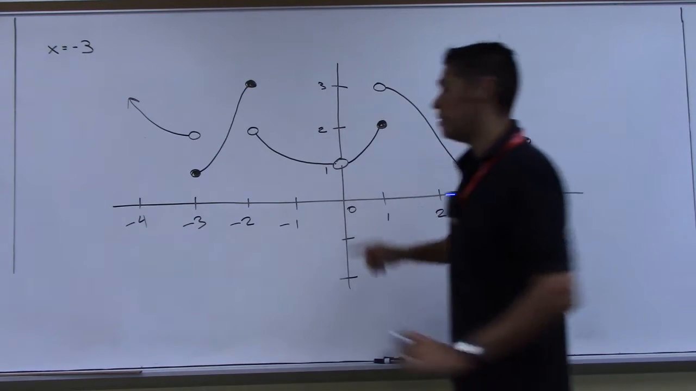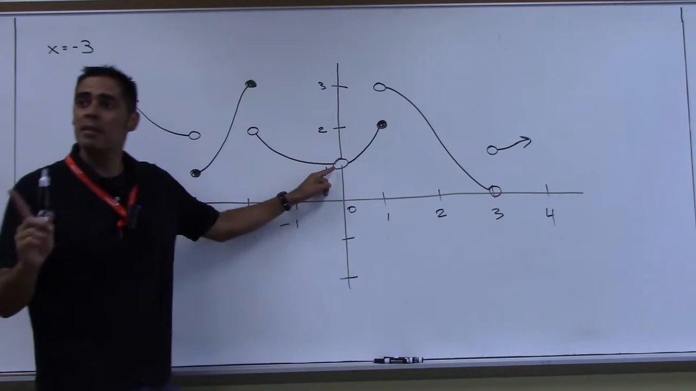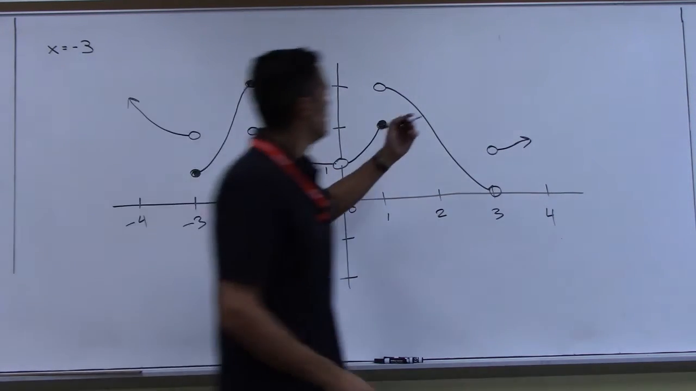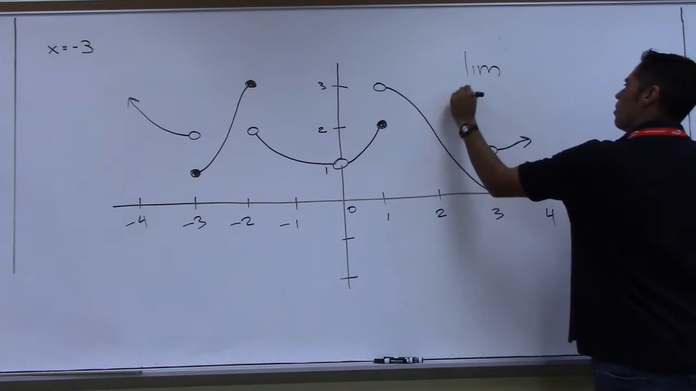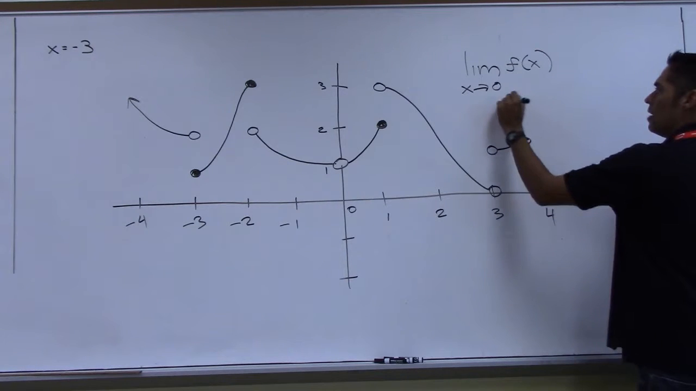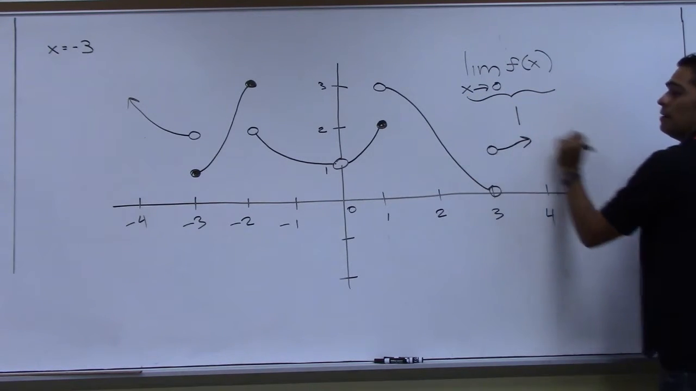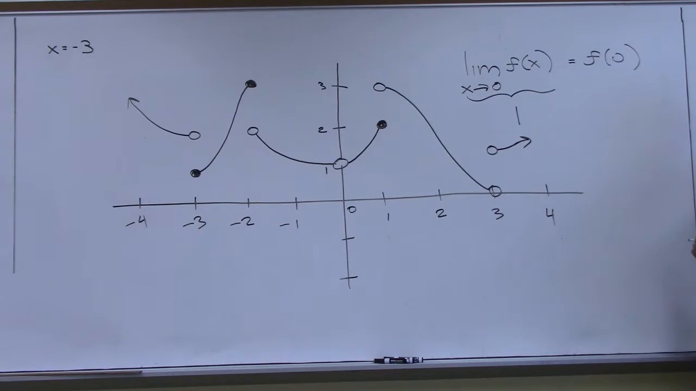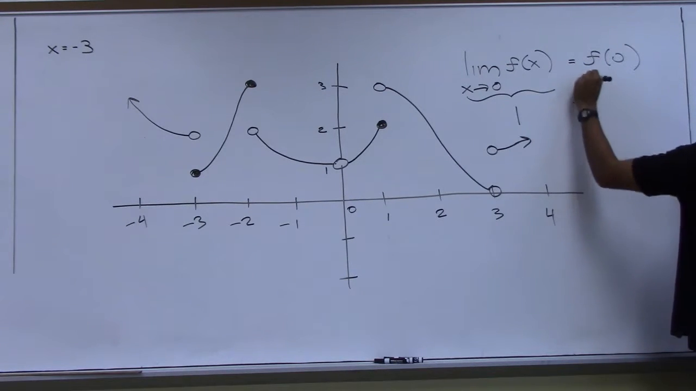We call this a removable discontinuity. But is the limit the part that's causing the problem? No, because the limit is what? The limit, as x approaches 0, of the function, right? We know that this side is equal to 1. But for continuity, we need that to be equal to f of 0, wouldn't we? But what is f of 0?